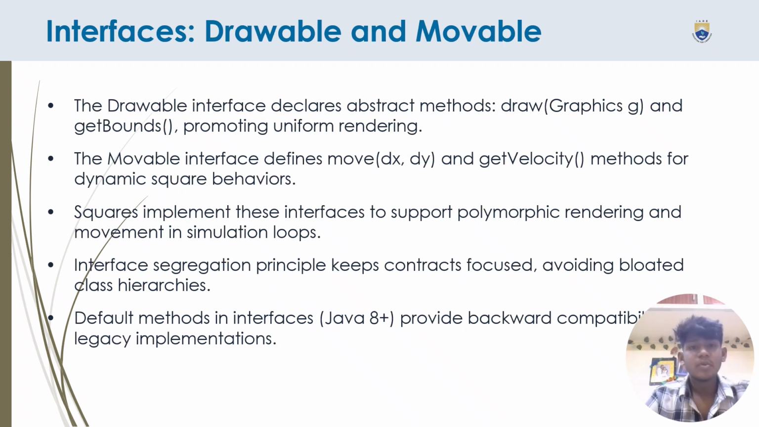Interfaces: Drawable and Movable. The Drawable interface declares abstract methods draw(Graphics) and getBounds, promoting uniform rendering. The Movable interface defines move(dx, dy) and getVelocity methods for dynamic square behaviors. Squares implement these interfaces to support polymorphic rendering and movement in simulation loops. Interface segregation principle keeps contracts focused, avoiding bloated class hierarchies. Default methods in interfaces, Java 8 plus, provide backward compatibility with legacy implementations.